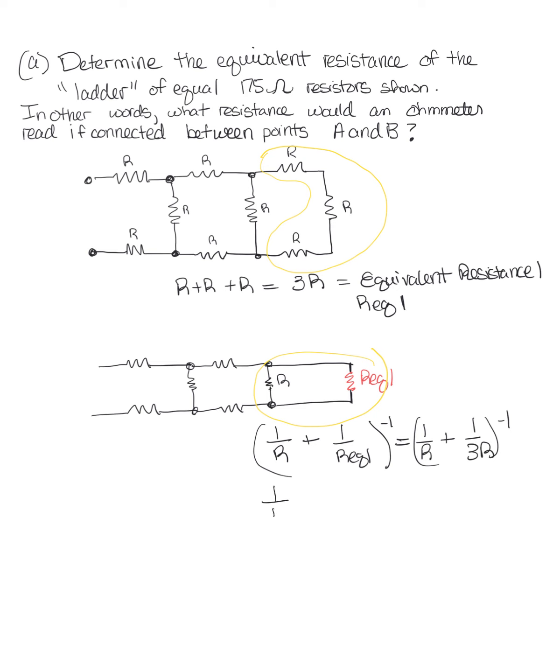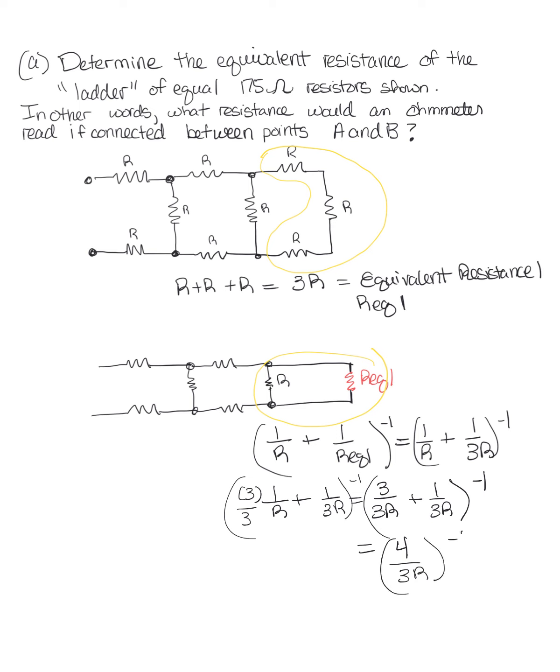So now we have 1 over R times 3 over 3, plus this 1 over 3R, and I'm doing this to get a common denominator. So then we have 3 over 3R, because we need that if we're going to be adding. Let me keep this -1. I can multiply by 3 over 3 because it's equivalent to 1, so multiplying by 1 doesn't change anything. Then we have 4 over 3R, which I still need to take the reciprocal of, which is going to give us an equivalent resistance of 3R over 4 for our equivalent resistance 2. That should be a Q, not a G.